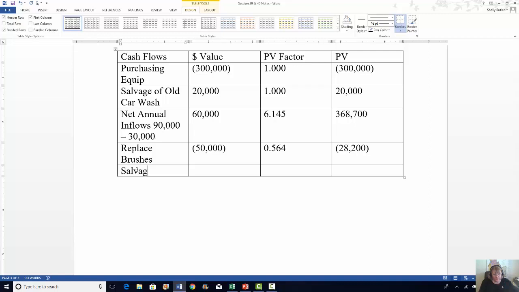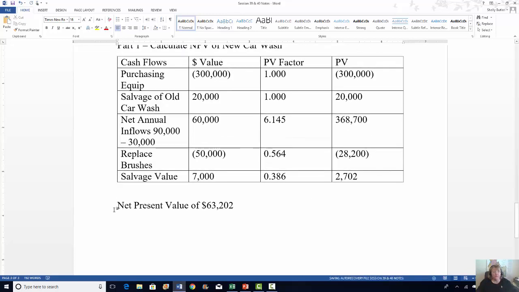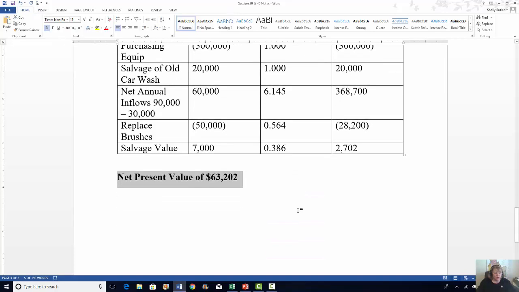And then the salvage value of 7,000, and that would be at the 10 years, 10%. Our factor is 0.386, which puts that salvage value in today's value, the present value of 2,702. So then we add all those up, and we get a net present value of 63,202. And this is just adding up all of those. So that's our net present value for the new car wash.